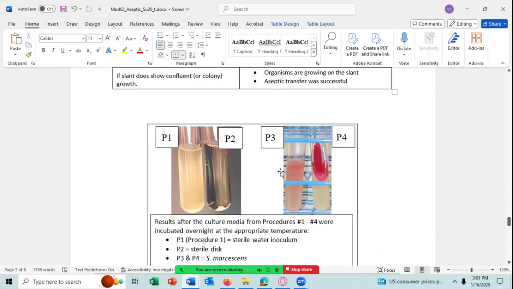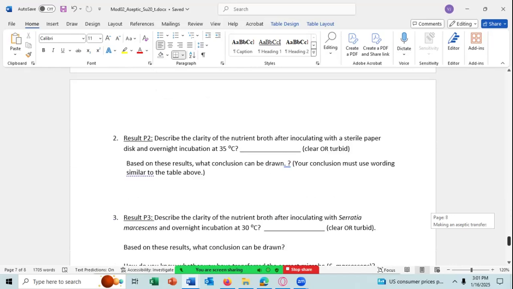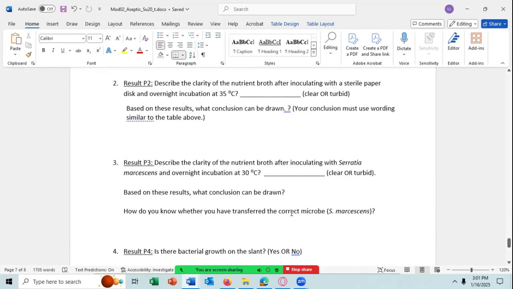There's the picture for procedure 3, and you can notice it's pink. And then come down to question 3. For the results of procedure 3, describe the clarity of the nutrient broth after inoculating with Serratia marcescens and overnight incubation at 30 degrees C. Was the tube clear or the tube turbid? And then 3B, based on these results, what conclusion can be drawn?